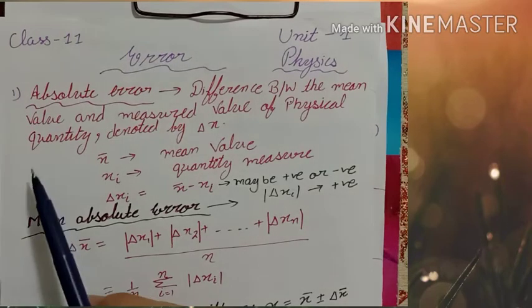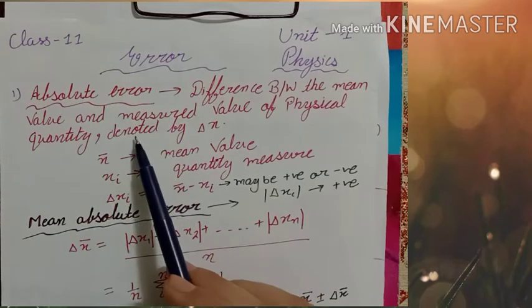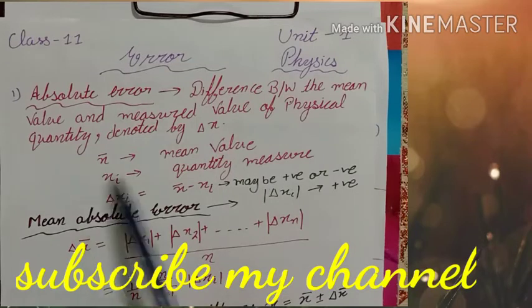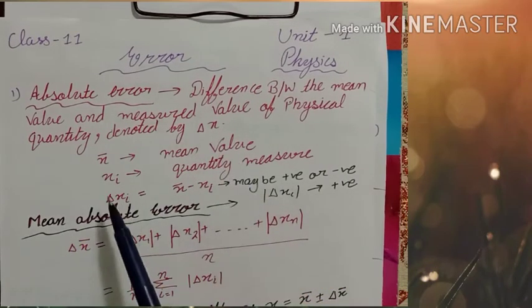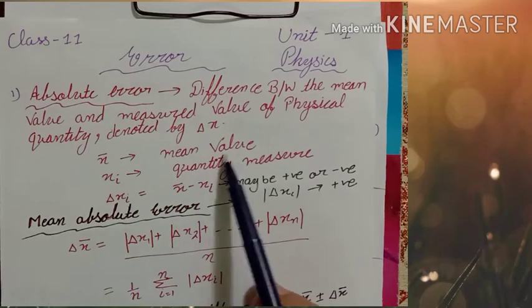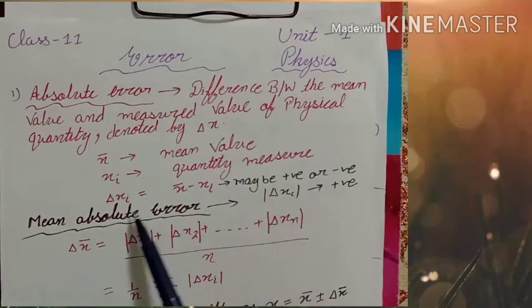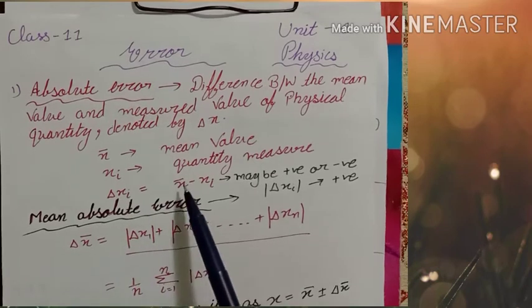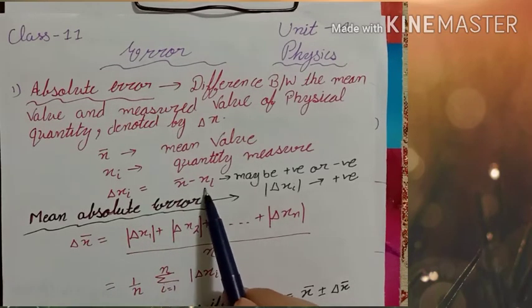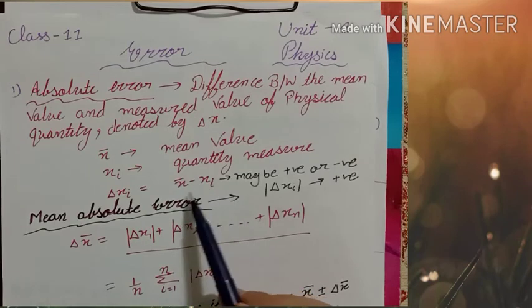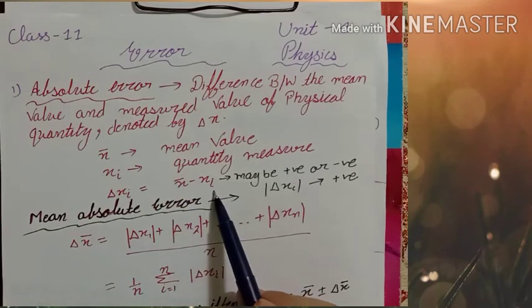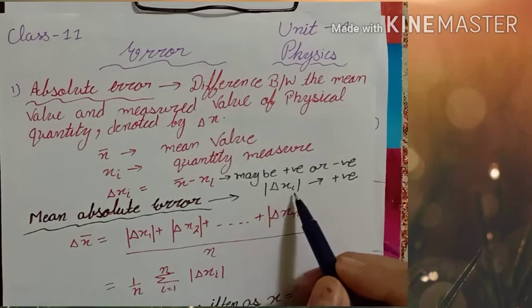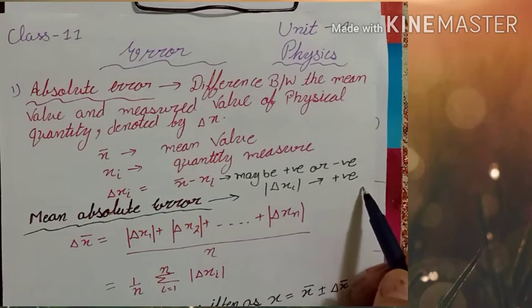So first we take absolute error. What is the absolute error? This is the difference between the mean value and the measured value of the physical quantity. It is represented by delta x. If we consider x bar is the mean value and xi is the quantity measured, then delta xi means absolute error. Absolute error is given by the mean value minus the quantity we have, so x bar minus xi. It may be positive or negative, but if we take the mod of delta xi, then it is always positive, right?